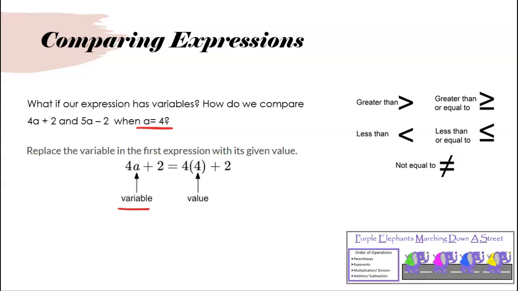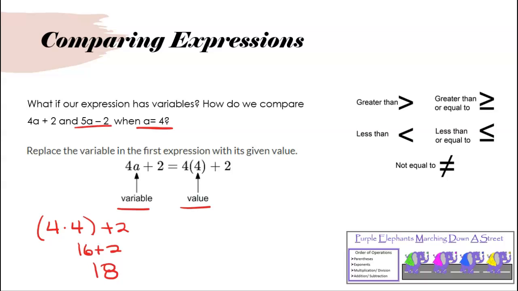As you can see here, we have two variables in this, and it has been substituted: 4 times 4 plus 2. So let's go ahead and figure that out. 4 times 4, we're going to do that first because that's multiplication, plus 2. So 16 plus 2 is 18. So the left-hand side expression is 18.